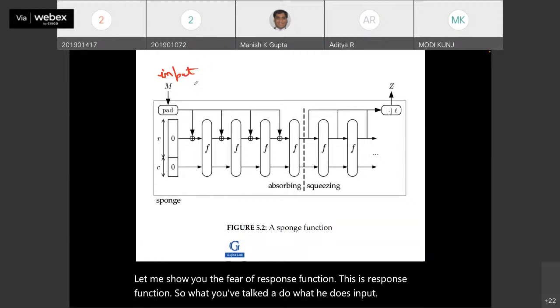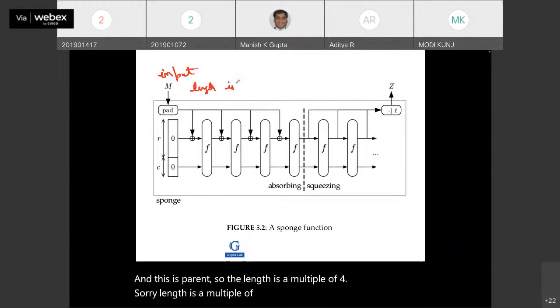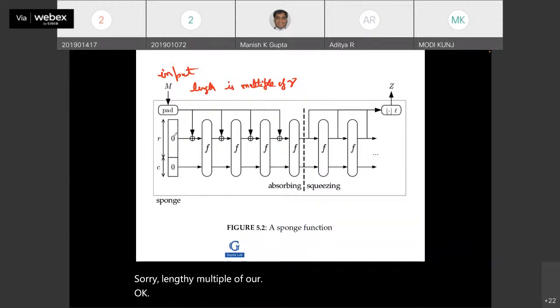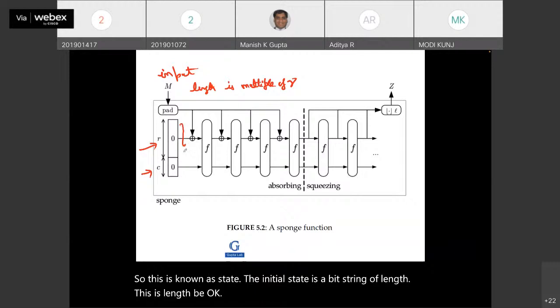input is message M. So a bit string of arbitrary length goes here, and this is padded, so the length is a multiple of R. Then this is split into two sections, R bits and C bits. You can see that here. The initial value is 0. This is known as the state. The initial state is a bit string of length B, all 0.